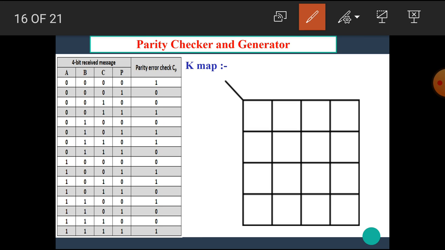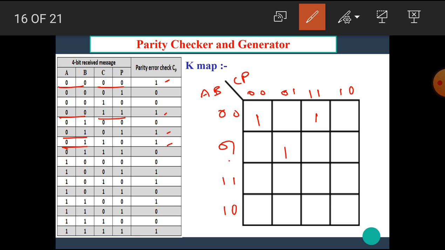Now let's find the K-map for the parity error check. That means for A, B, C, P, the combination for AB is 0 0, 0 1, 1 1, 1 0. For CP it is 0 0, 0 1, 1 1, 1 0. This one is obtained by the combination 0 0 0 0. That means for this one. This one is the combination 0 0 1 1 0 0 1 1. This one is for the combination 0 1 0 1. That means 0 1 0 1.